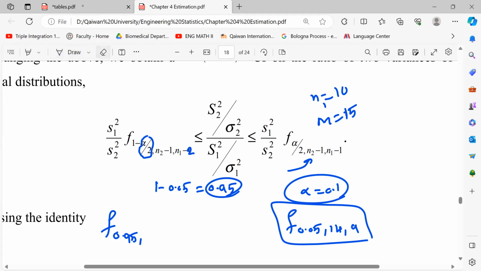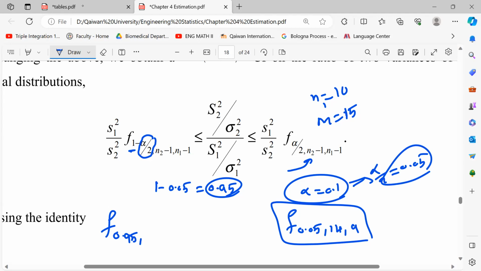One minus 0.05. Here we have f of 1 minus alpha over 2. We already found alpha over 2. So alpha over 2 is 0.05, and 1 minus this one is 0.95.